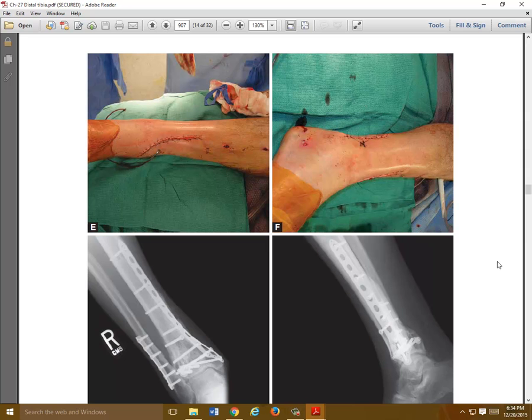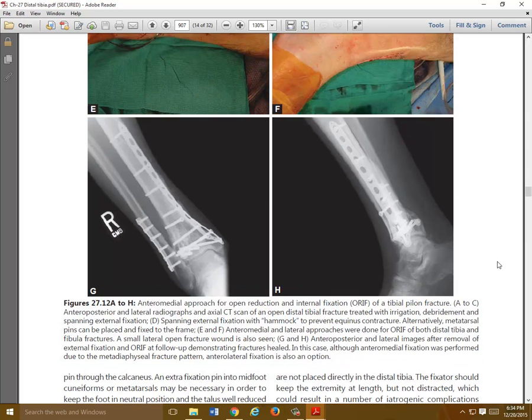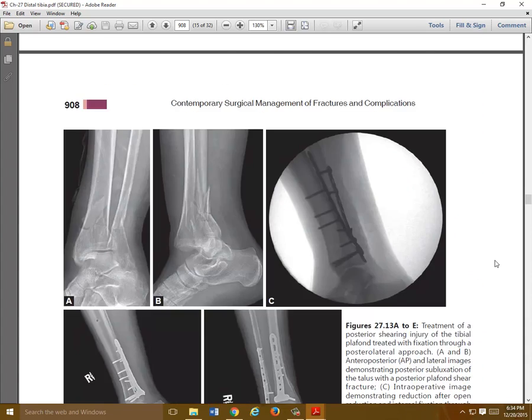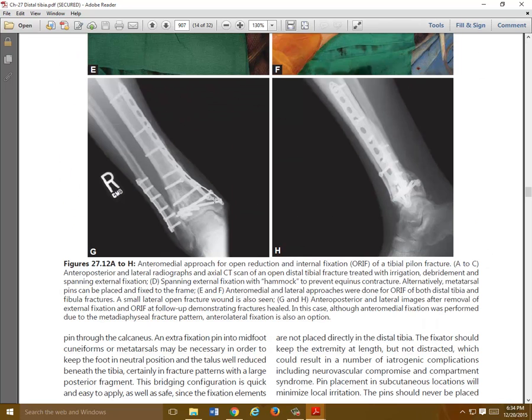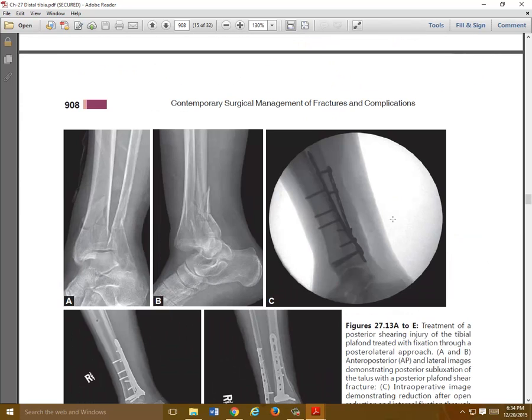Here's an example of an open pilon fracture treated with I&D, eventual ORIF, through an anteromedial approach. These plates actually still exist. These are non-locking plates, straight plates that you have to kind of bend to get them to fit.